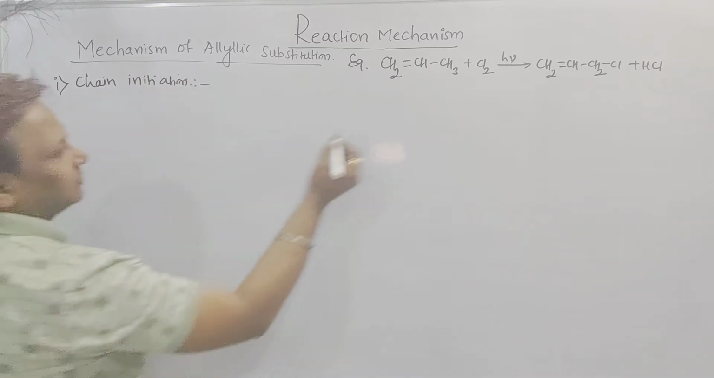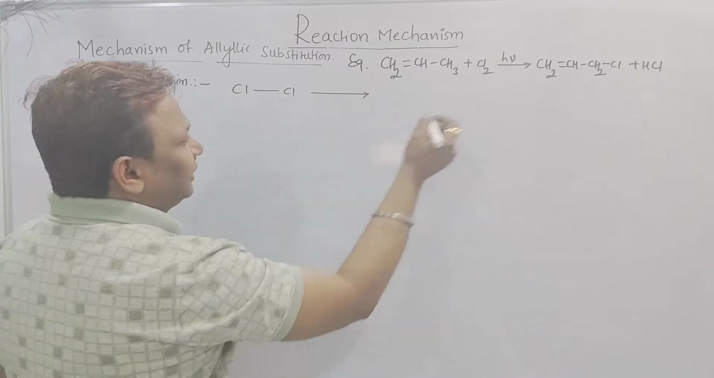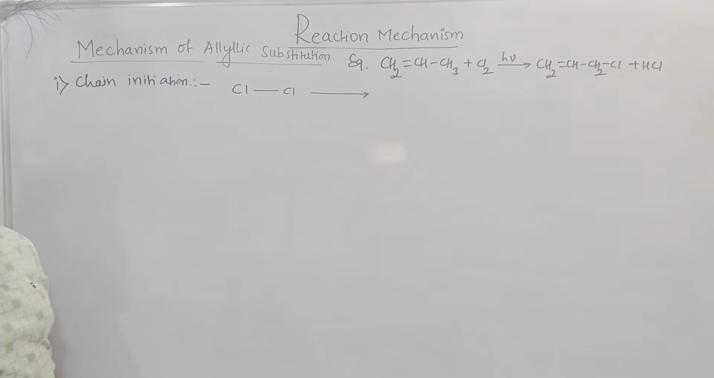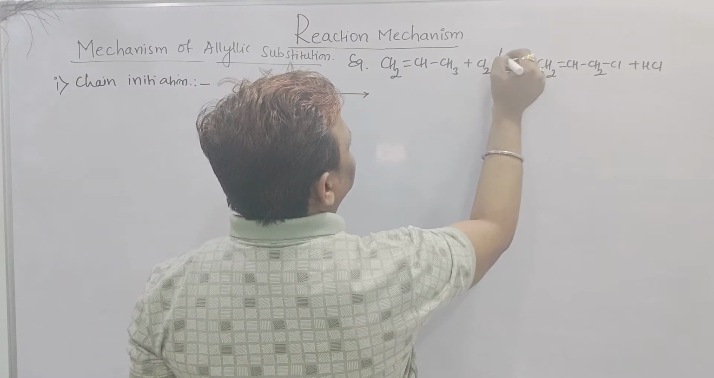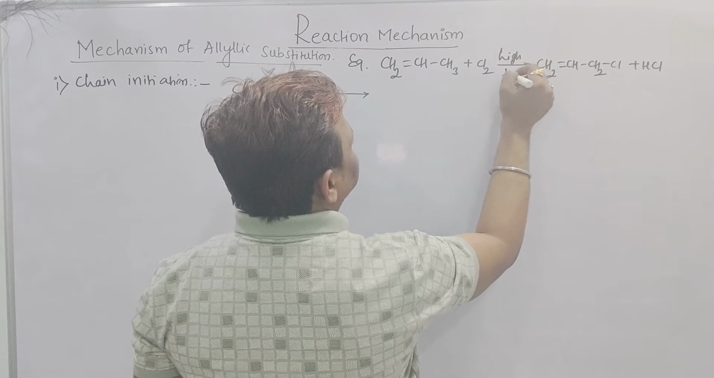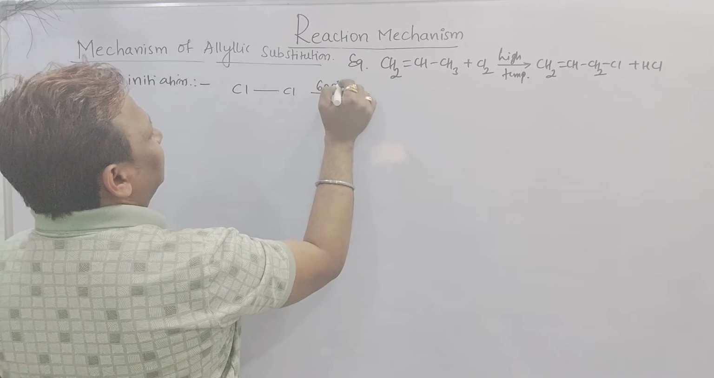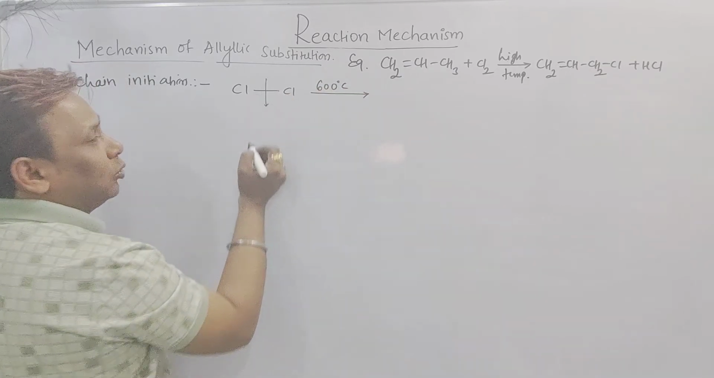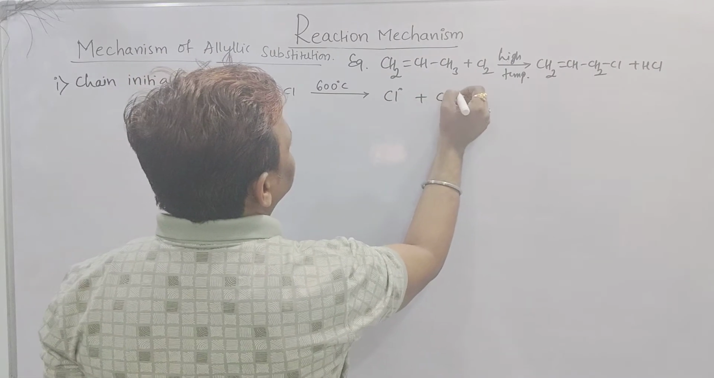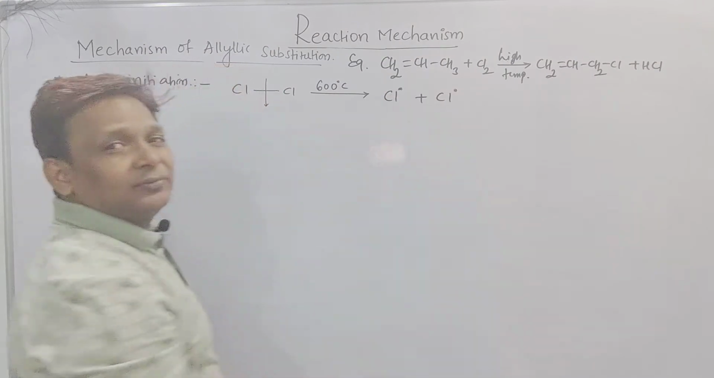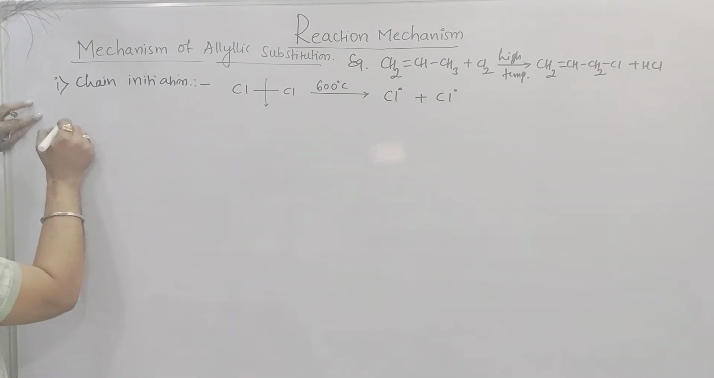Chain initiation means halogen is there, chlorine. If it is in presence of sunlight, it was written here. If sunlight is not given, what can they give, beta? They can give a high temperature. So I should write a very high temperature, nearly 600 degrees centigrade. It will undergo homolytic cleavage and form free radicals. See, beta, chlorine radicals form here. It is the initiation.